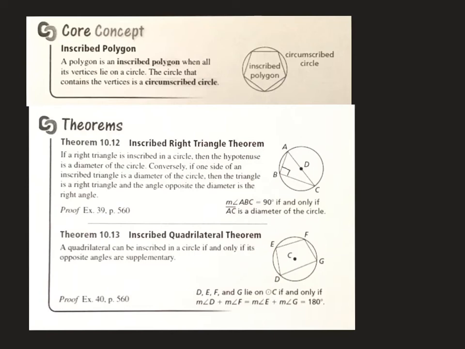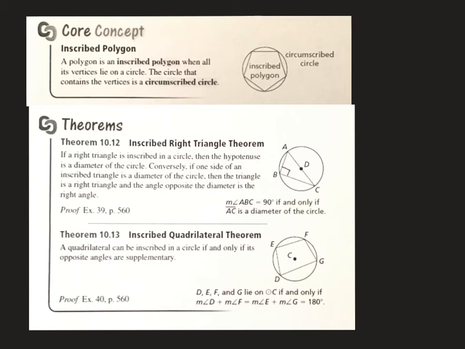Theorem 12 is the inscribed right triangle theorem, which says if a right triangle is inscribed in a circle, then the hypotenuse is the diameter of the circle. Also, if one side of an inscribed triangle is the diameter of the circle, then the triangle is a right triangle, and the angle opposite the diameter is a right angle. So angle B is a right angle, which means AC is the diameter.